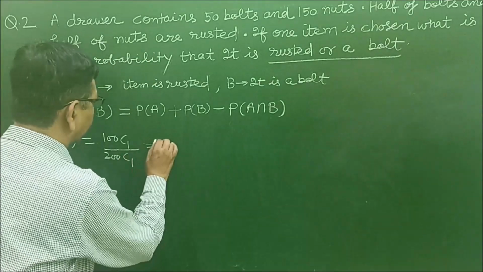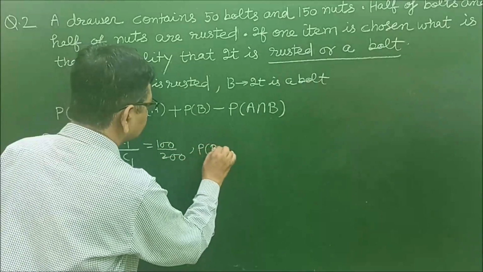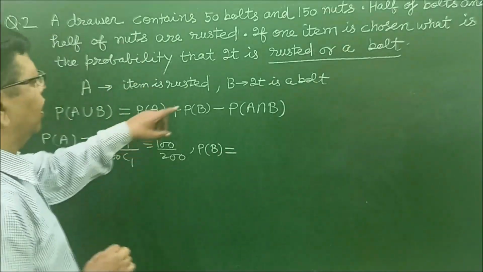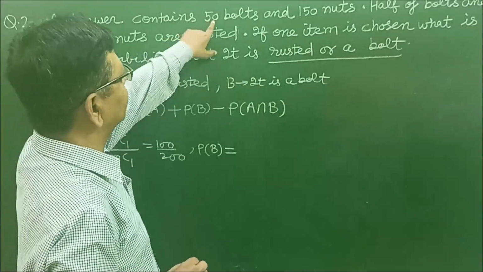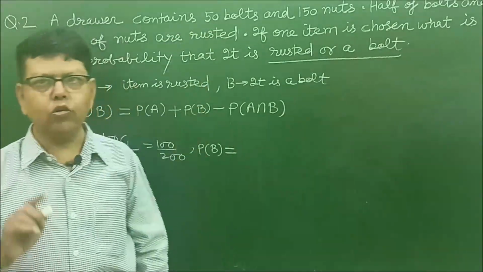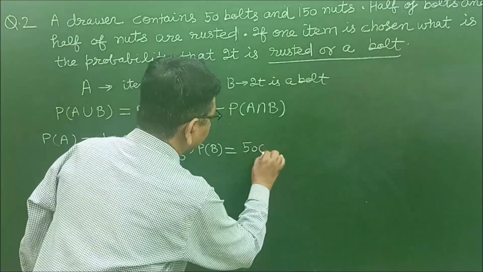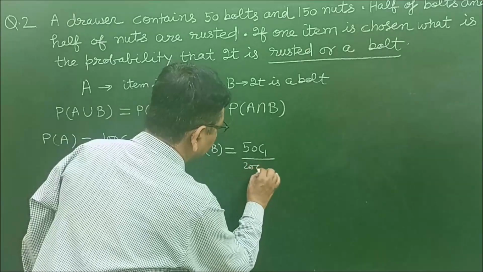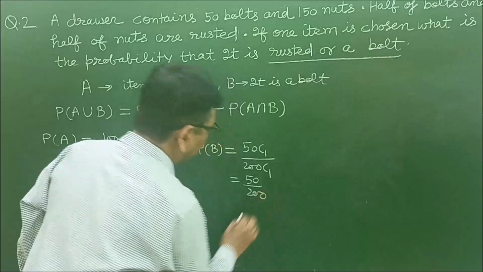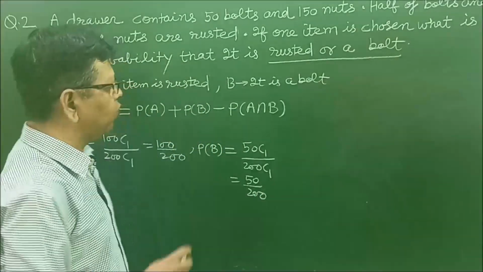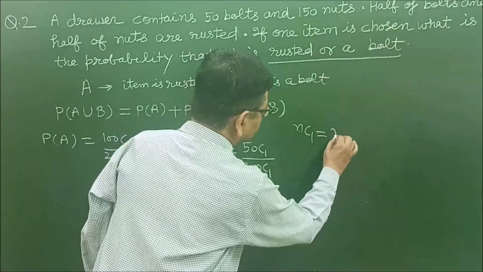So this is equal to 100 upon 200. Now the probability of B. Probability of B is it is a bolt. So how many bolts are there? 50 bolts are there. So out of 50 you need to select one bolt, that is 50C1 upon total items 200C1, which is equal to 50 upon 200. As you all know, nC1 is equal to n. Out of n items, if you select one item, this is equal to n.